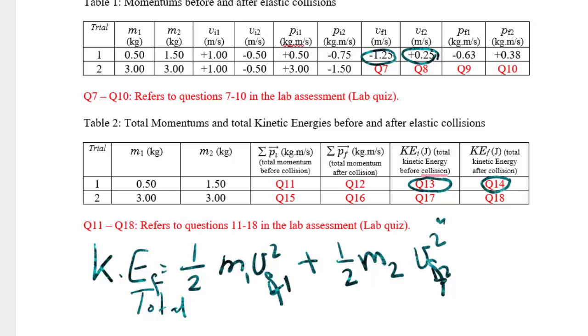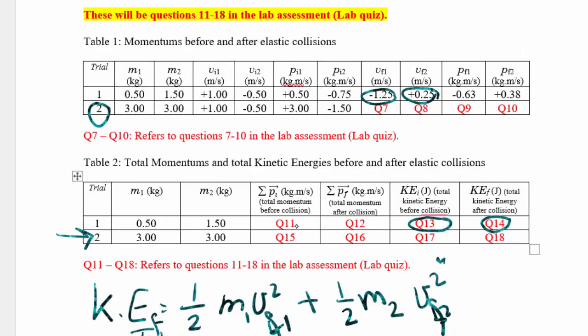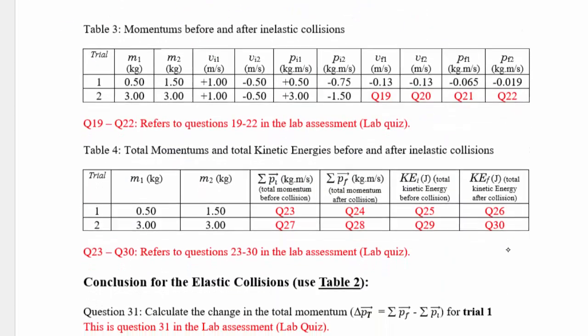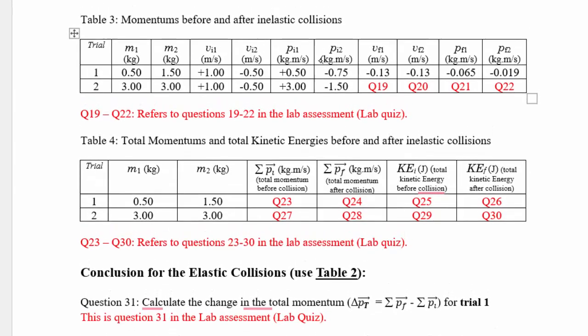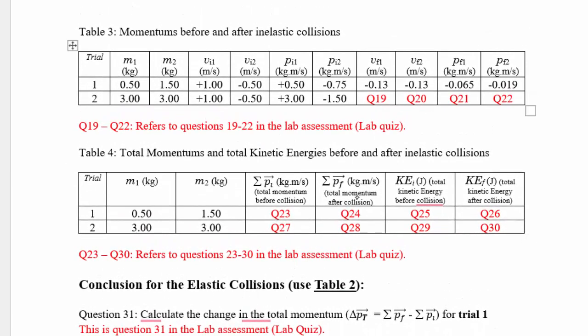Now what you did for trial number 1, you'll do the same thing for trial number 2 for both the total momentum before and after collision and the total kinetic energy before and after collision. So everything you did for trial number 1, you'll do it for trial number 2, but of course you'll take the values from the first table using trial number 2. So this is how you'll do the calculations for question 11 to question 18. Now the same thing can be implemented on table 3 and 4 here, questions 23 to 30.